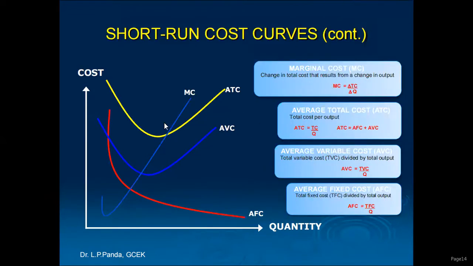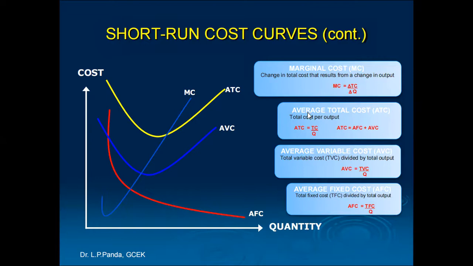Now this is the marginal cost, this is the average total cost, green is the average variable cost, and red is the average fixed cost. Combining these, the rate of change of cost with respect to quantity or output is called marginal cost. So marginal cost is equal to the change in total cost that results from a change in output.